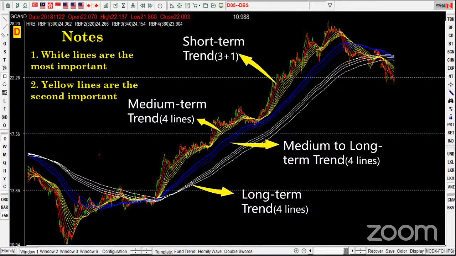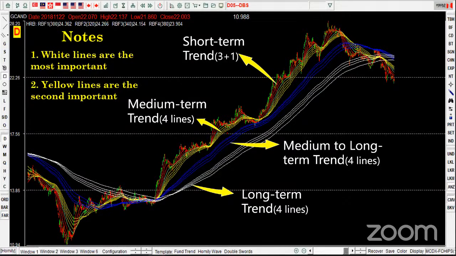Okay, so for the rainbow, we have colorful lines here, with the white lines being the long-term trend, altogether 4, right? The white lines are long-term, and then the yellow lines are for medium term, altogether 4. And then the blue is a transition from medium term to long term.